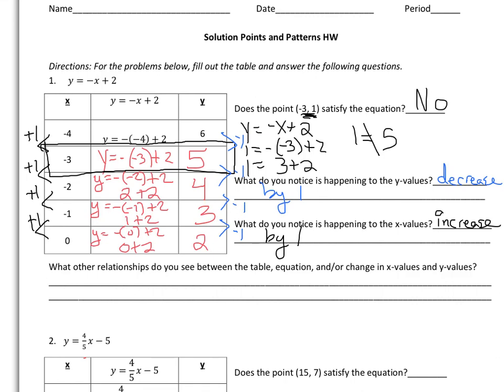And then the other part of question 1, I'm going to leave for you guys. I want you to tell me what other relationships you see between the table, the equation, and any other things you see with the changes in the x and the y values. So I'm going to have you guys finish up that question. Also, please do questions 2 and 3, and I will check it tomorrow as part of a homework.